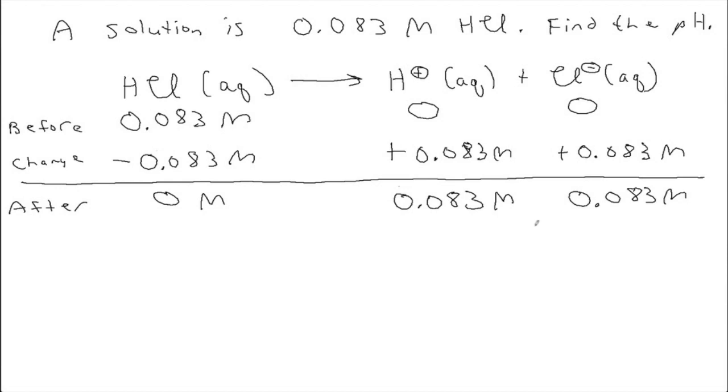Okay, well, we've been struggling with this for a while. Do you remember what the question was? What's the question? Find the pH. So now we're ready to do that. What's the definition of pH? It's the negative log of the concentration of hydrogen ion.